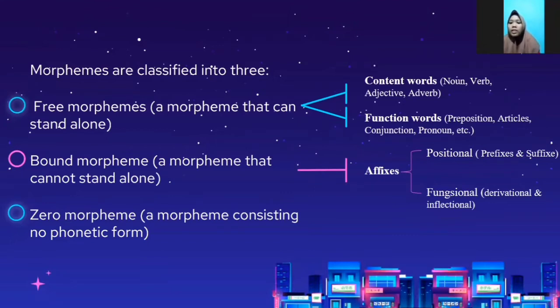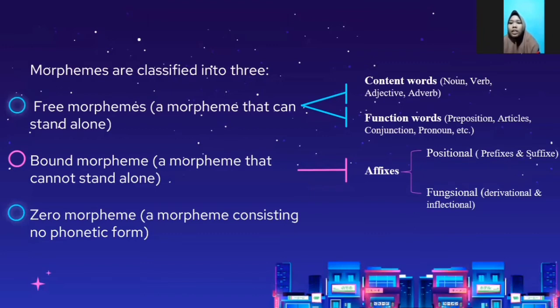Morphemes are classified into three. The first is free morpheme. A free morpheme is a morpheme that can stand alone. Free morphemes consist of, the first, content words, which are nouns, verbs, adjectives, and adverbs. The second is function words, which are prepositions, articles, conjunctions, pronouns, and etc. The second is bound morpheme. A bound morpheme is a morpheme that cannot stand alone.